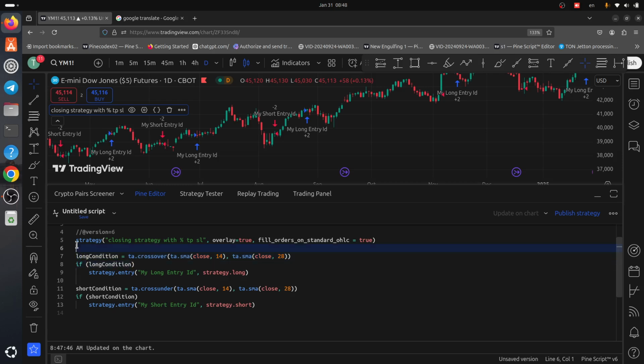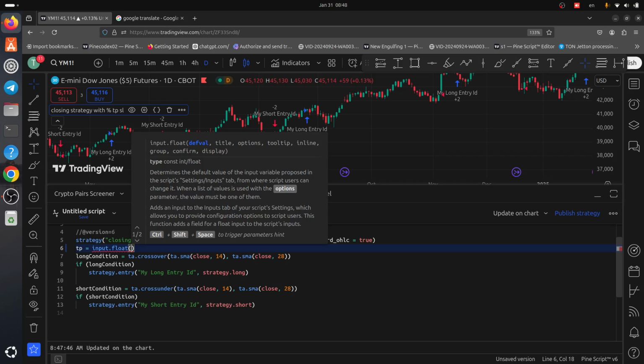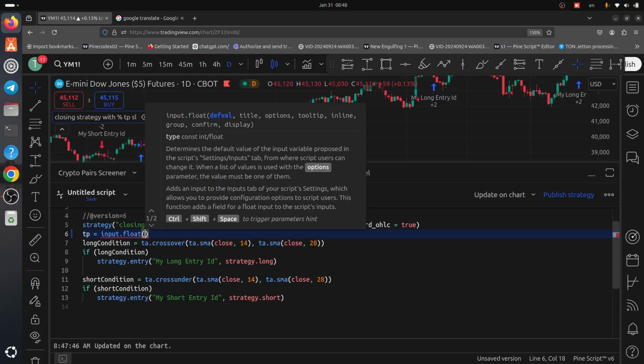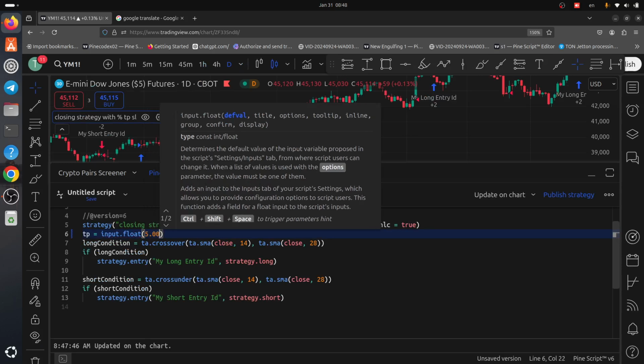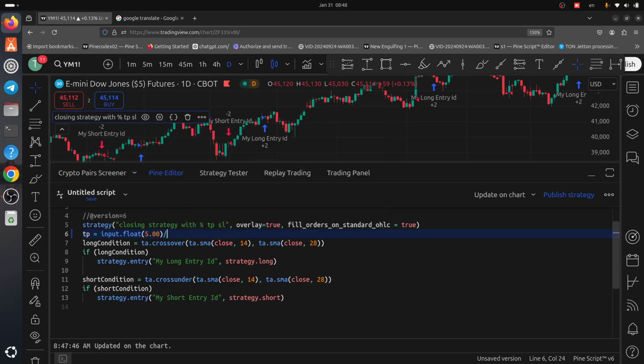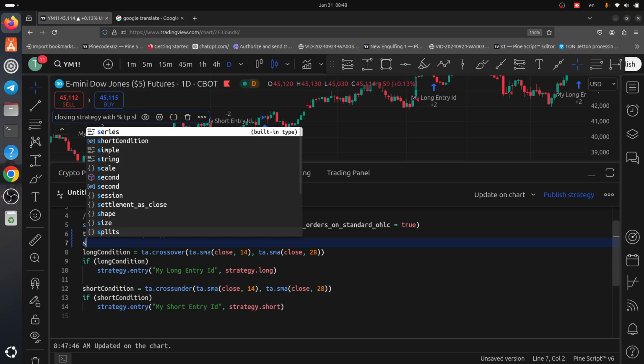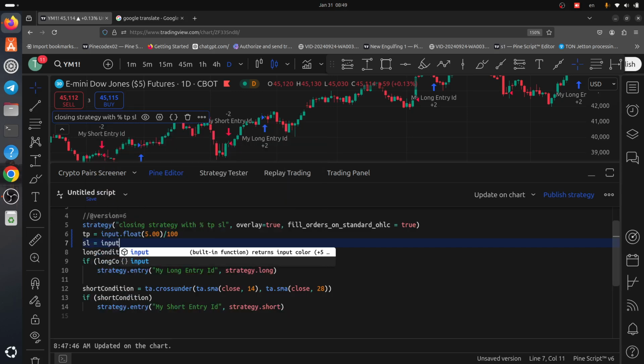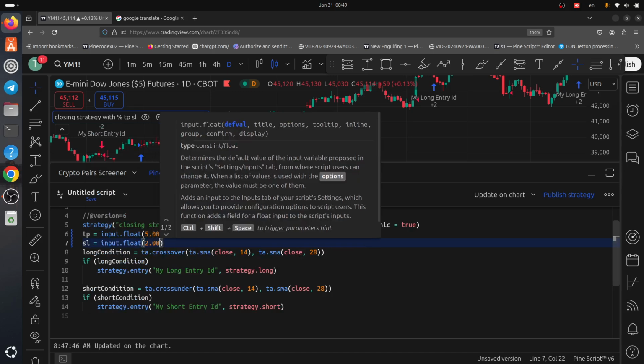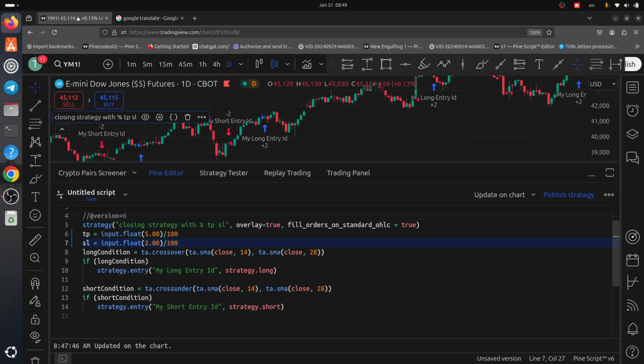Okay, we add an input TP, input.float, and input.float, for example 5, and we divide this by 100 to have a percentage. Okay, and an SL, input.float, for example 2 divided by 100.